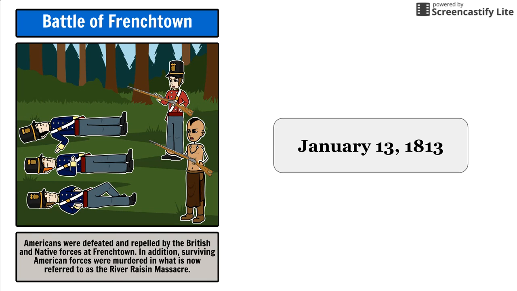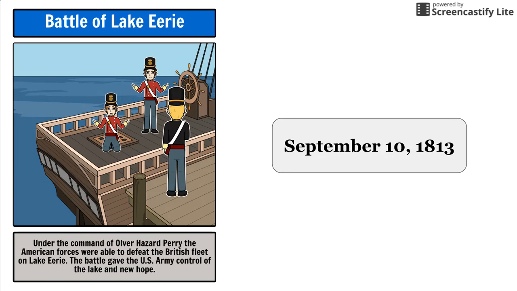Another U.S. defeat happened at the Battle of Frenchtown. Also, again, we saw this combined Native American and British forces that took over this territory. Many of the U.S. troops were actually killed in the Battle of Frenchtown. So sometimes it's referred to as the River Raisin Massacre because of the number of American forces that were killed during this battle.